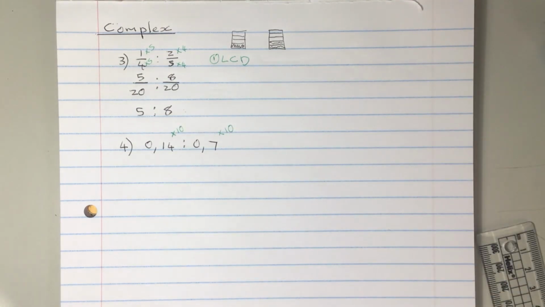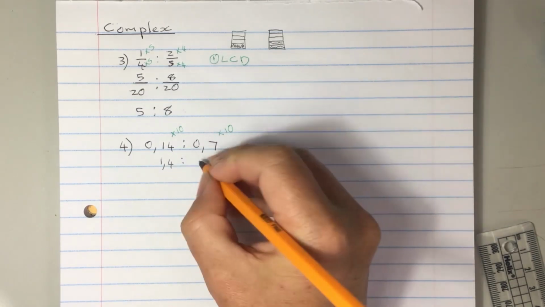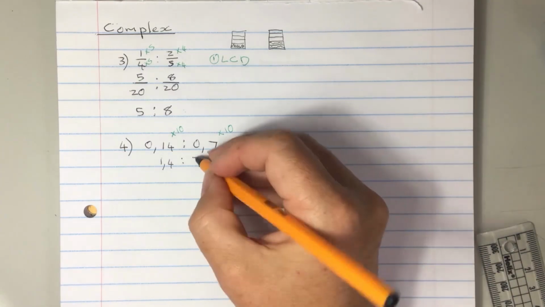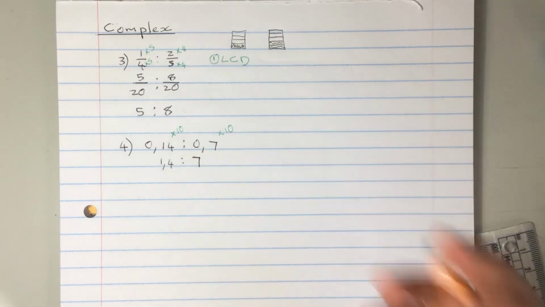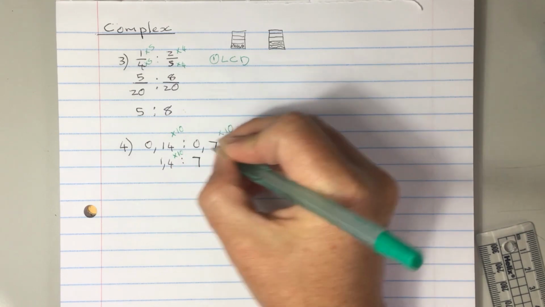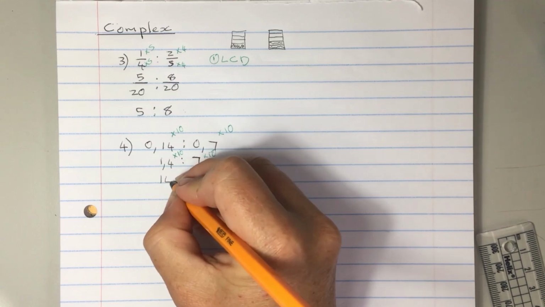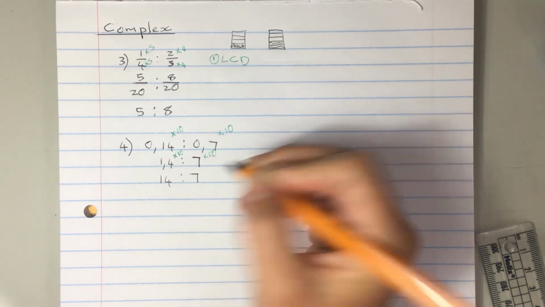Let's start with that. So if I multiply that by 10, I'm going to have 1,4 to 7. Now 7 is no longer a decimal, but 1,4 is still a decimal. So I need to multiply that by another 10, and so that's going to give me 14 to 7.